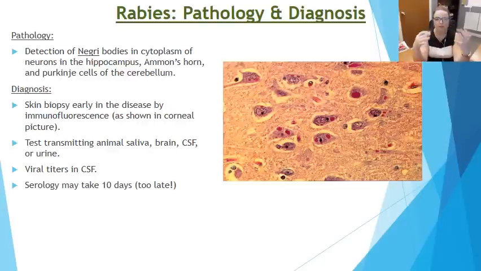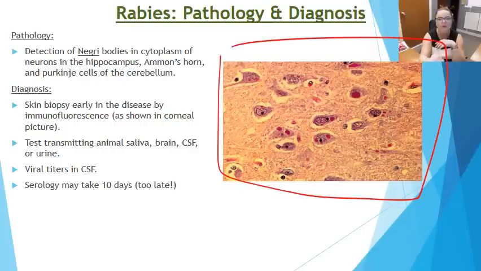Okay, so rabies is characterized by encephalitis, neuronal degradation. You can see Negri bodies within the brain tissue, the nerve tissue. You'll also see eosinophilic intracytoplasmic inclusion bodies, especially in the hippocampus, Ammon's horn, and Purkinje cells in the cerebellum. So pathologically, we're looking for those Negri bodies.